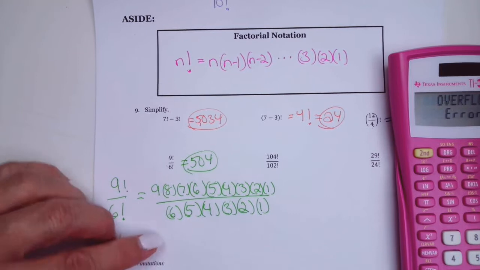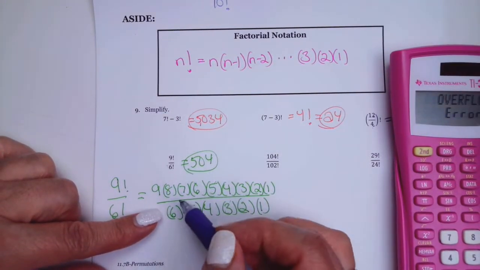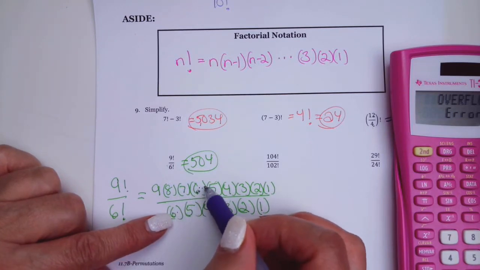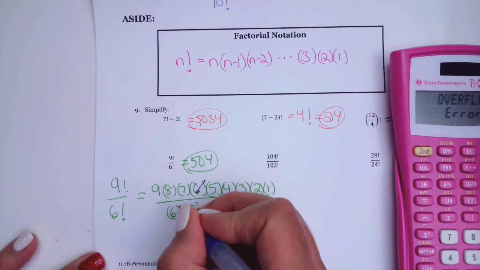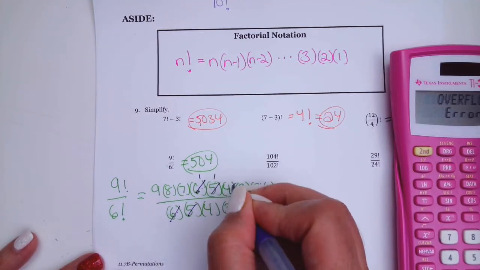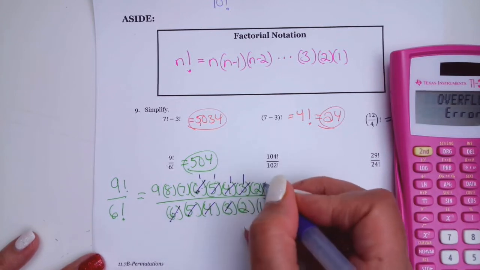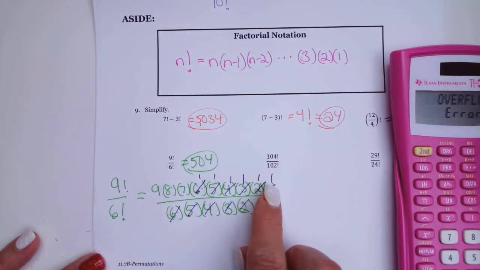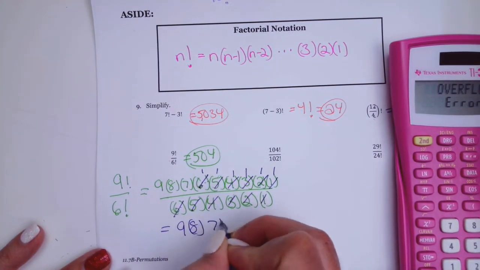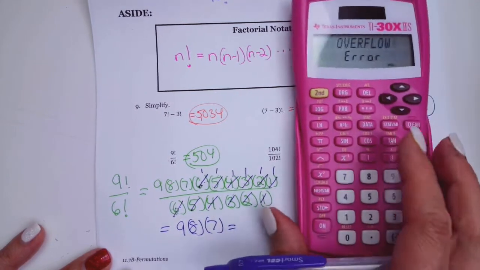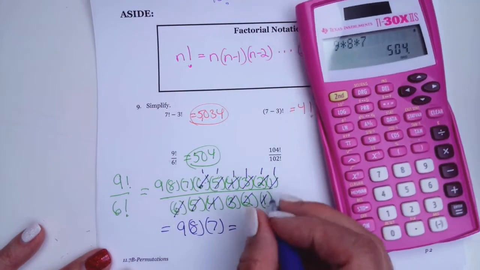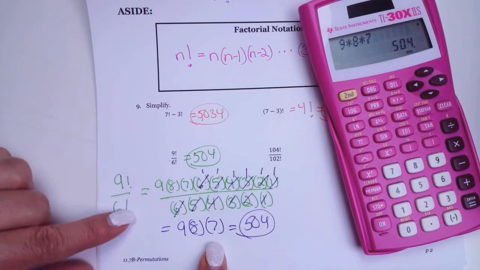Well, now what we can start doing, remember, when we have the same numbers on the top and the bottom, we can do 6 divided by 6, which is 1. 5 divided by 5 is 1. 4 divided by 4 is 1. 3 divided by 3 is 1. And 2 divided by 2 is 1. Well, 1 divided by 1 is 1. So all these are 1 times 1 times 1 times 1. What we have left here is 9 times 8 times 7. And now when we put that in a calculator, 9 times 8 times 7, we get what we got here, 504.